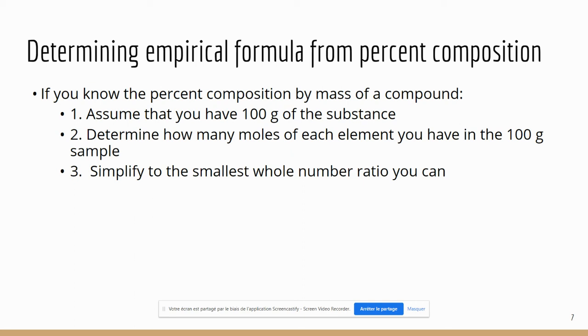So if you have the percent composition, just assume that you have 100 grams of the substance. It's just the easiest number to work with. You could have picked a different number and it would have been fine. Then we're going to calculate the number of moles, and then we're going to find the smallest whole number ratio. Let's take a look at an example to show what this would actually look like.